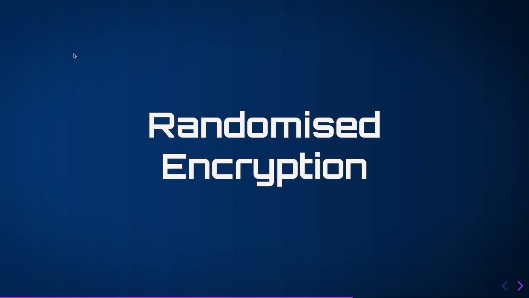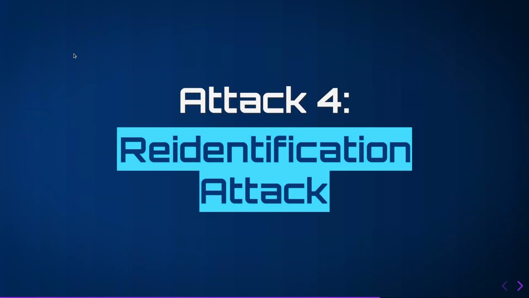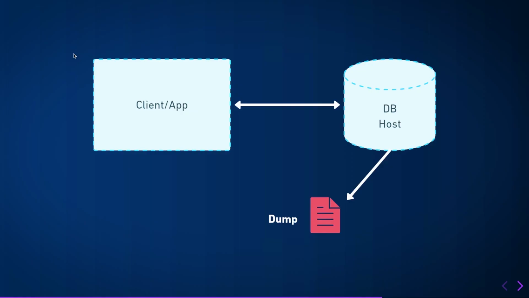All right, so we mentioned randomized encryption before. Deterministic encryption has issues. So let's go all in. Let's see how we can attack randomized encryption. So that is essentially the best possible encryption. So attack 4, we're going to use a reidentification attack. To perform this attack, we don't need access to either the client application or the DB host. All we need is a relatively recent dump of the database, like a backup.